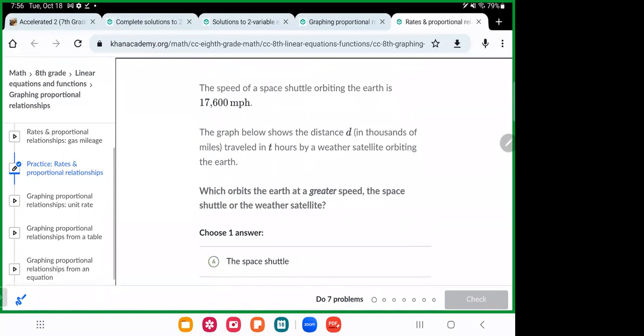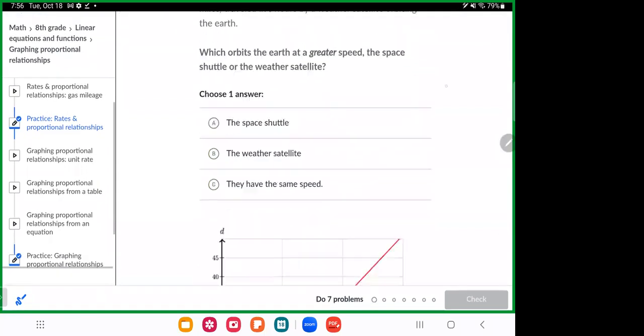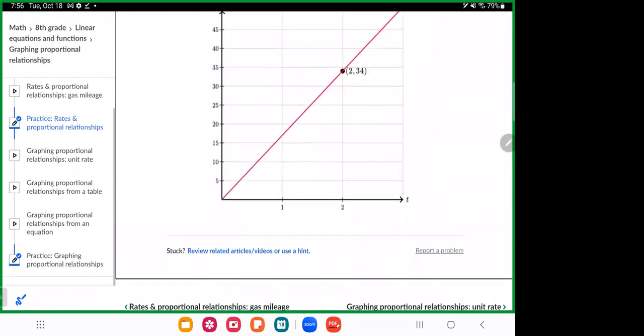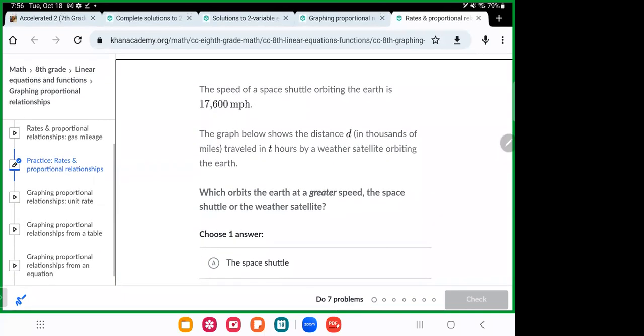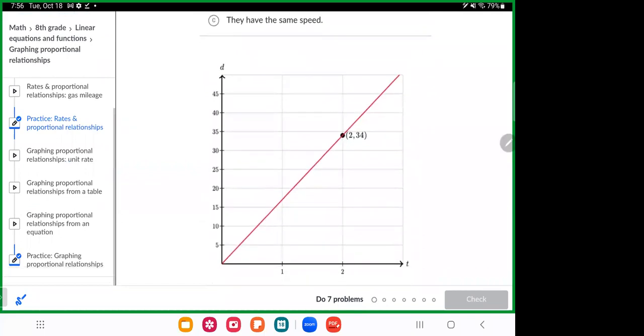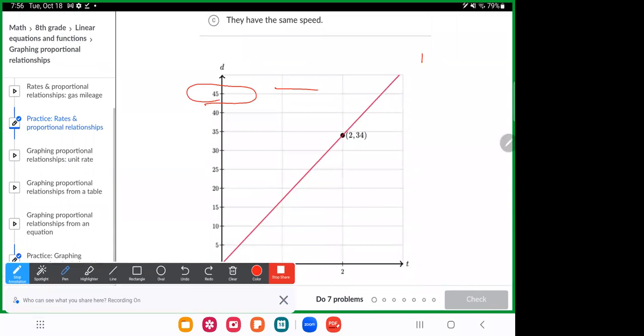Okay, distance in t hours. So our distance is in thousands of miles over t hours. So we know 17,600, we could write that down. I think I got enough. 17,600 is the shuttle.